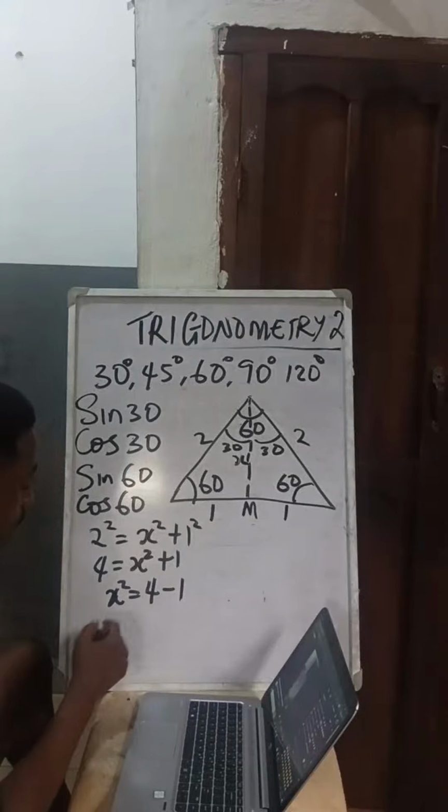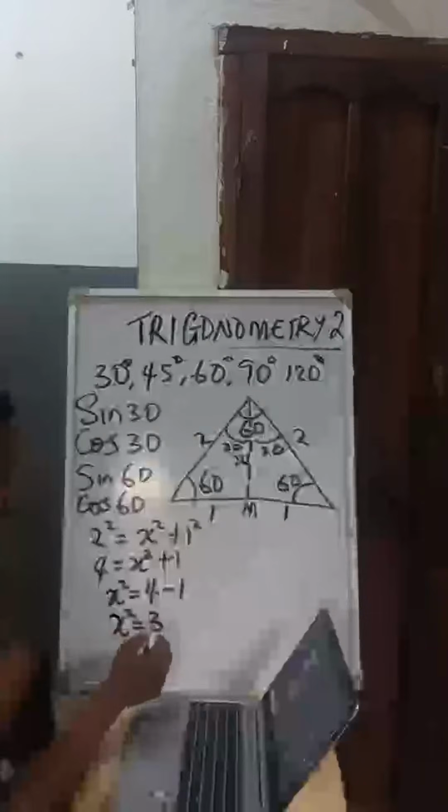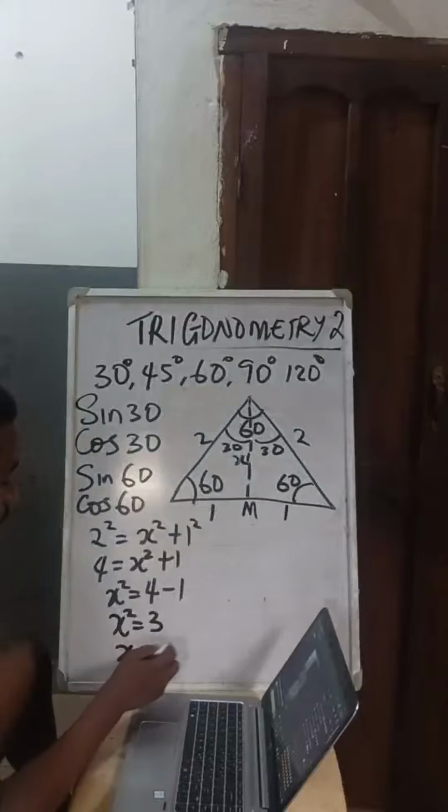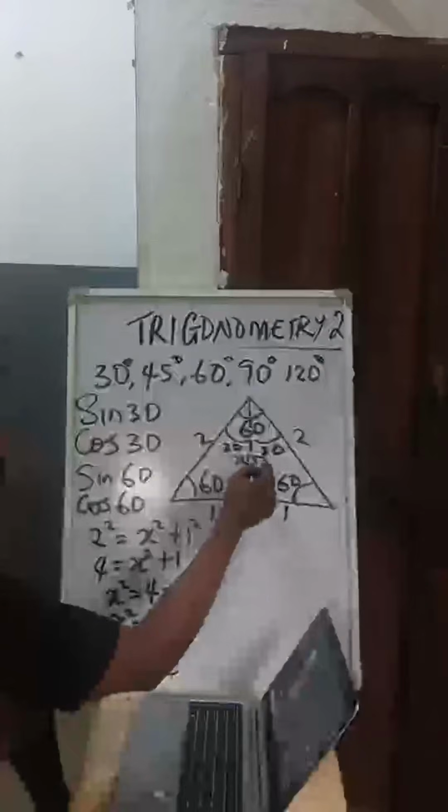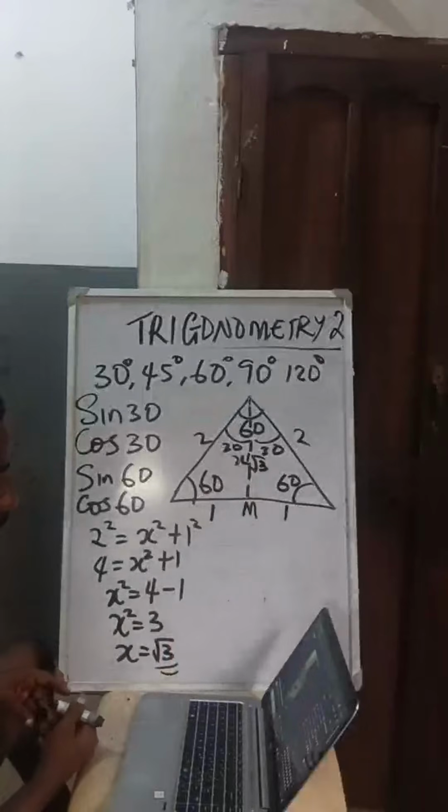Okay? Now 4 minus 1 is what? X squared is equal to 3. Then x is equal to square root of 3. Alright, so x is square root of 3. So we remove x and put square root of 3.